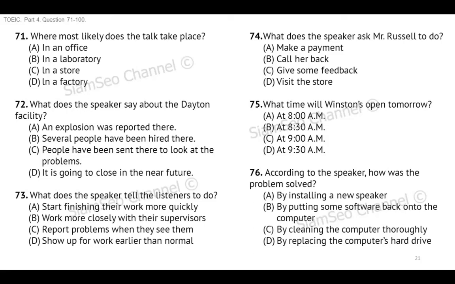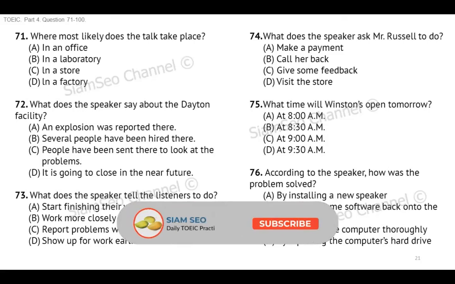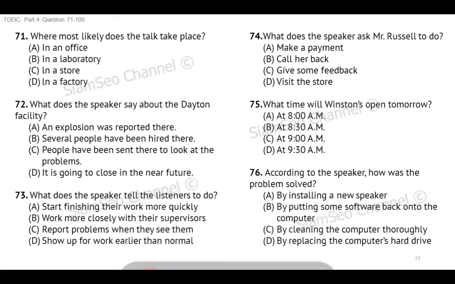Questions 74 through 76 refer to the following telephone message. Hello, Mr. Russell. This is Mandy Jenkins from Winston's. I'd like you to know that your laptop has been repaired, so you can come here to pick it up anytime we're open. We'll be closing our doors at 8:30 tonight and reopening them at 9 tomorrow morning.